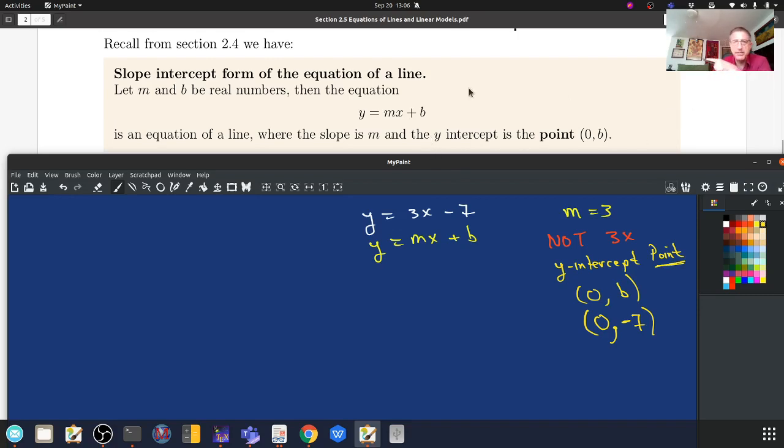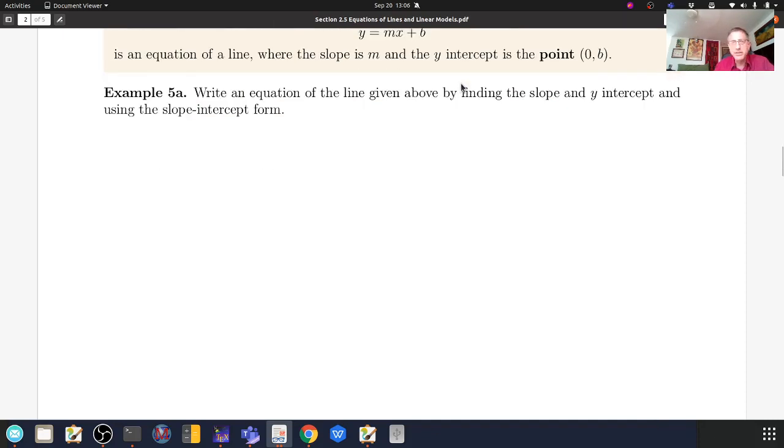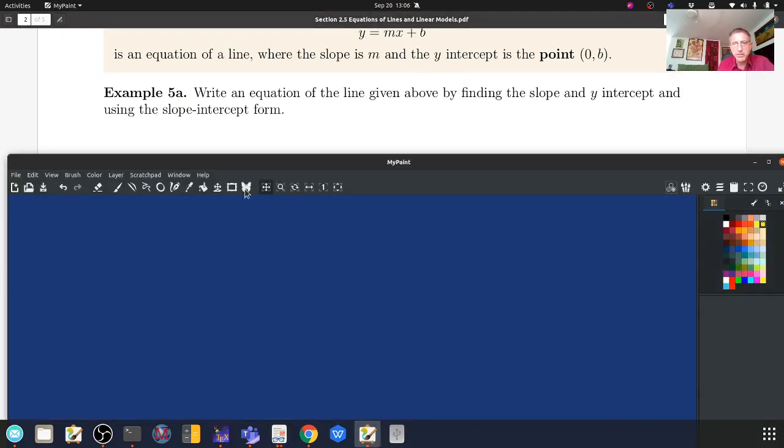So let's see what kind of things we are asked to do. Write an equation of the line given above by finding the slope and y-intercept using the slope-intercept form. So I think we just actually did that. By the above, I mean on the previous page, which I just erased, but I will remind us that we found that the slope m is equal to minus 1/3, and we had a point 3, minus 2.